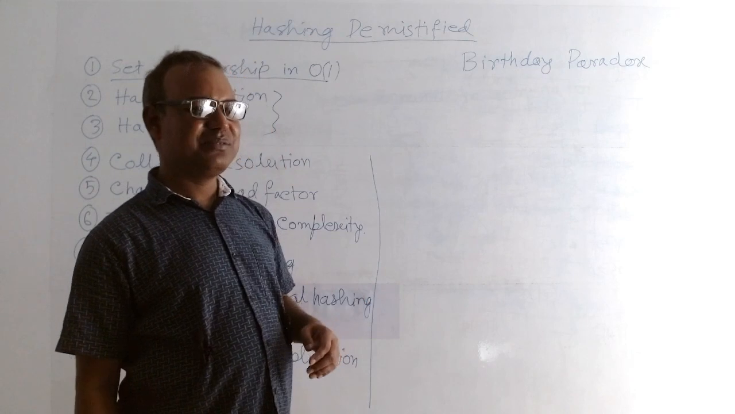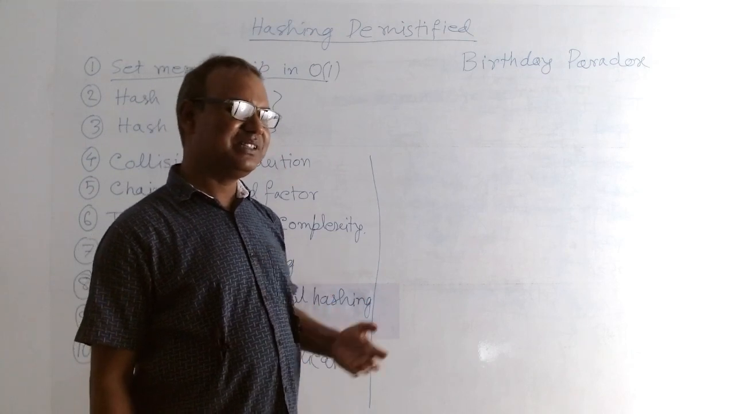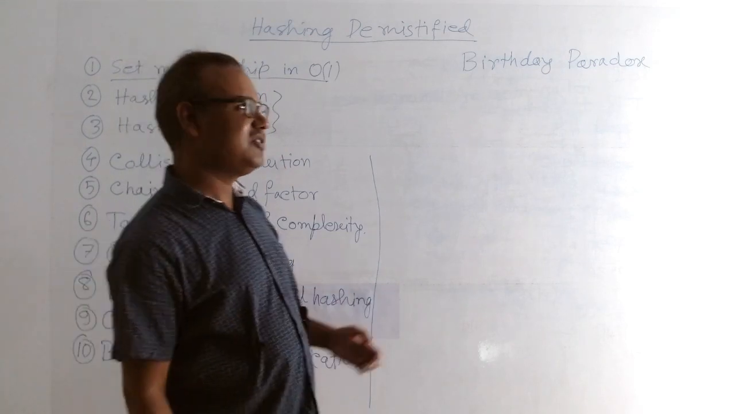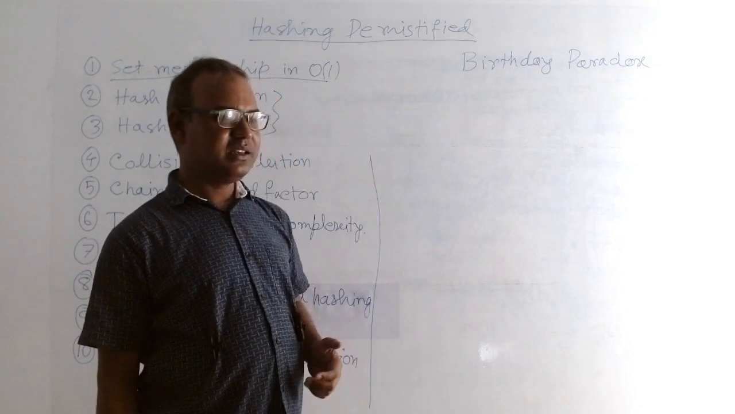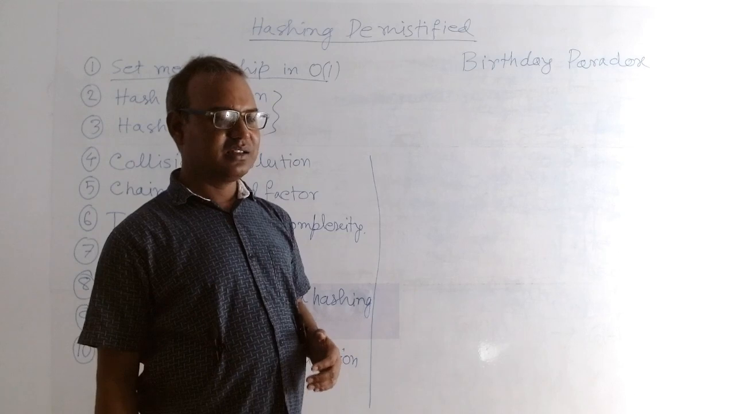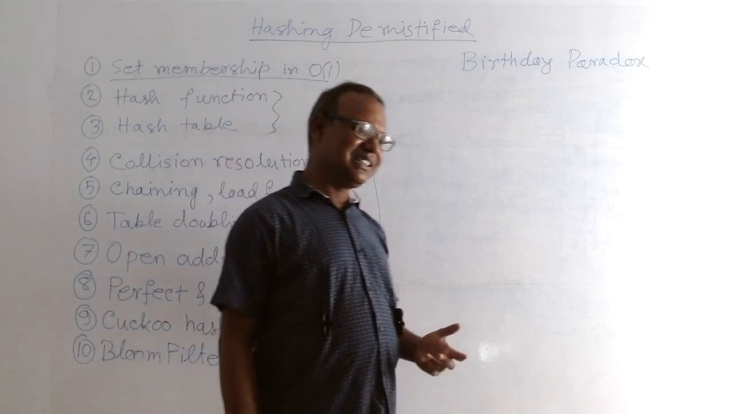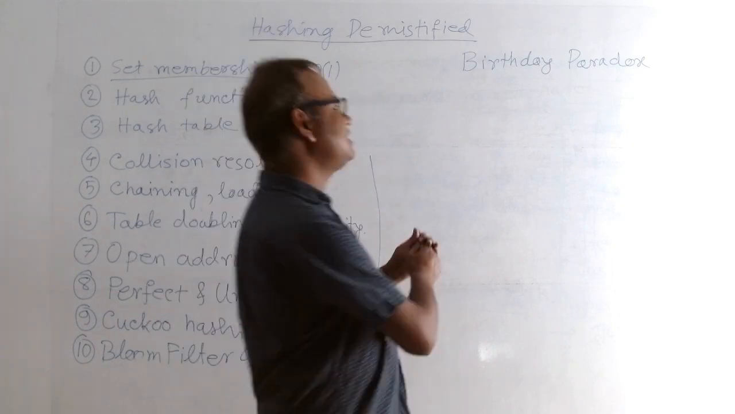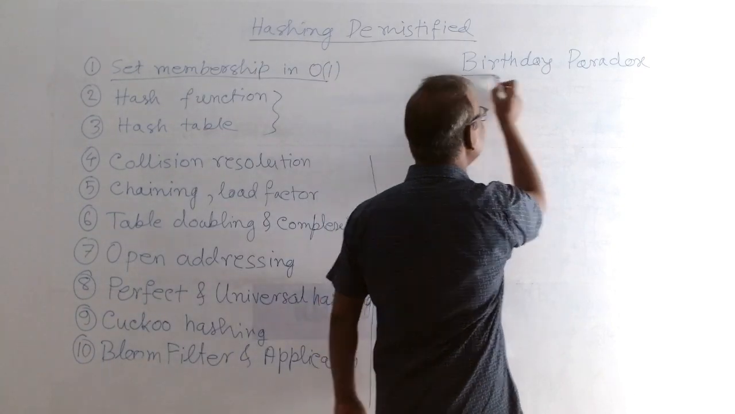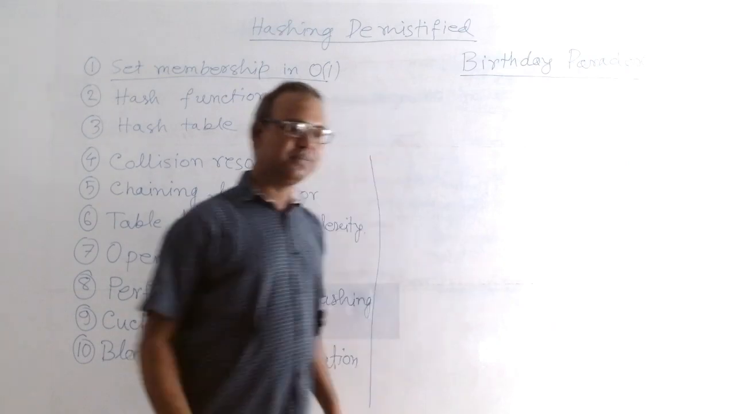And if we have a class of more than 50, maybe 70 or 80, there will be 98 or 99% probability that there is a collision. Okay. So now, how is this birthday paradox related to hashing?